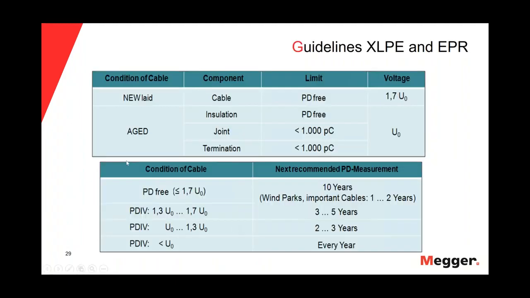We have some guidelines for the partial discharge test. For instance, here we see that for aged cables in this guideline, for a maintenance partial discharge test, the insulation must be PD-free. So in a maintenance test, we should have no partial discharge in the insulation of the cable. But for instance, in the splices, we can allow less than 1,000 picocoulombs. That will be the limit, okay? For aged cable and the splices, we should have less than 1,000 picocoulombs, and the same for the terminations, less than 1,000 picocoulombs. So we have different guidelines, and we can use them to make a decision after we do a partial discharge test.